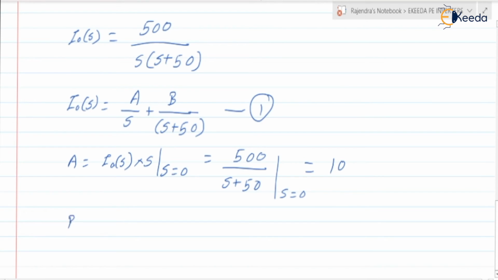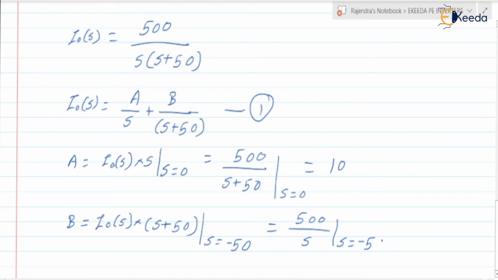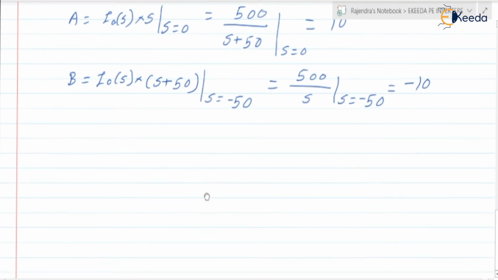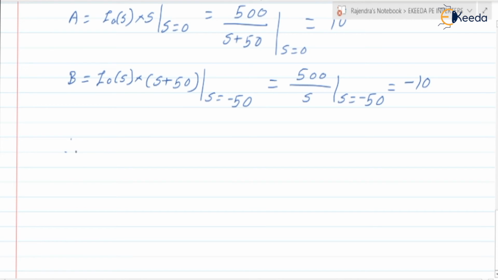Okay, similarly, can we find B? Yes, B is equal to I0 of S into S plus 50 at S is equal to minus 50. So we can write it as 500 by S at S is equal to minus 50, which is equal to what? Minus 10 we are having, right? So B is equal to minus 10, A is equal to 10. Therefore, from 1, we can write I0 of S is equal to 10 by S minus 10 upon S plus 50.